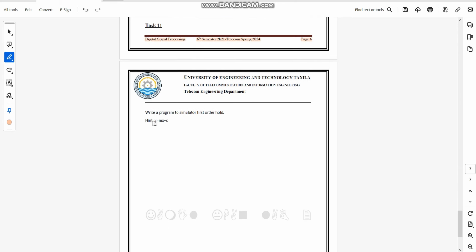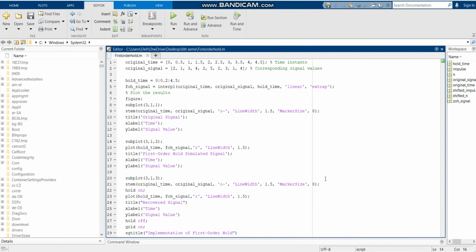The last task of this lab is to write a MATLAB program to simulate first-order hold. First-order hold is a signal interpolation method that assumes a linear relationship between consecutive samples. Instead of holding a constant value like zero-order hold, it connects adjacent samples with linear ramps, resulting in a piecewise linear approximation of a continuous signal. First-order hold is often employed in applications such as digital to analog conversion and signal reconstruction. So let us see the code.